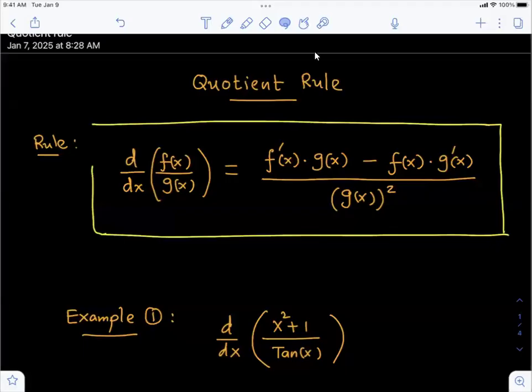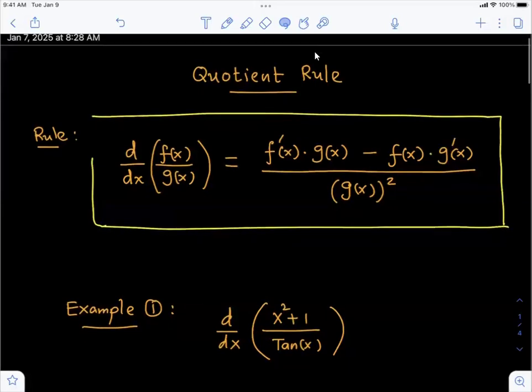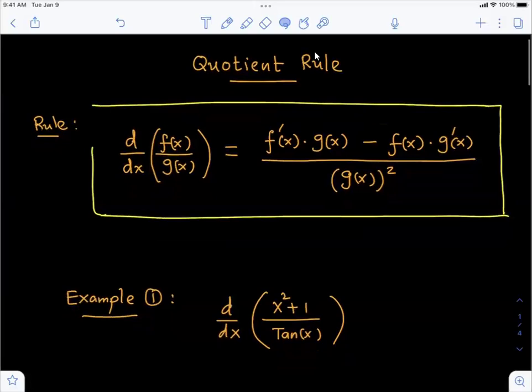Hello everybody, welcome back. In this lesson, we will go over examples for the quotient rule. And this practice will be pretty similar to what we did in the product rule. Therefore, without further ado, let's start working with examples right away. First of all, let's recall the formula.